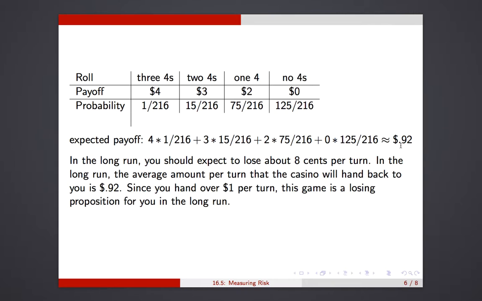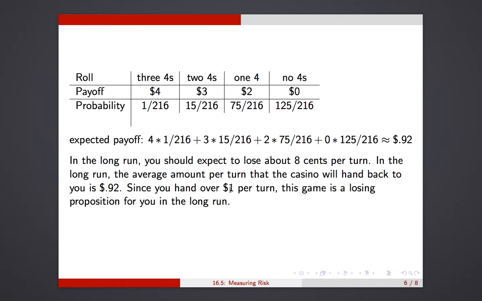So what does that mean? Well, expected values tell you what happens in the long run. They tell you nothing about what happens in the short run. So in the long run here, what this literally means is that you should expect to lose about 8 cents per turn. So per round, you're going to lose about 8 cents. So in the long run, the average amount per turn that the casino will hand back to you is 92 cents. Since you hand over $1 per turn, right? You're handing them $1 and they're handing you 92 cents back. That's bad for you, right? This is a game you should not win, and therefore you should not play.